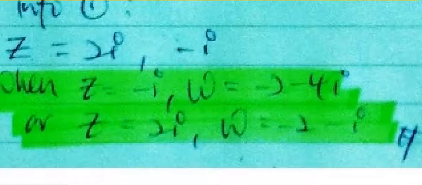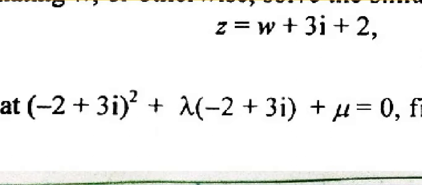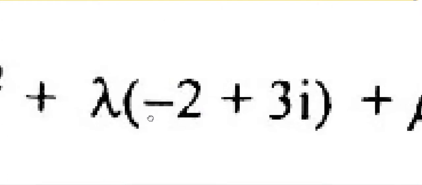Question 5 done. Question 7. We are given this equation whereby (minus 2 plus 3i) to the power of 2 plus lambda(minus 2 plus 3i) plus mu equals 0. Our job is to solve for lambda and mu.